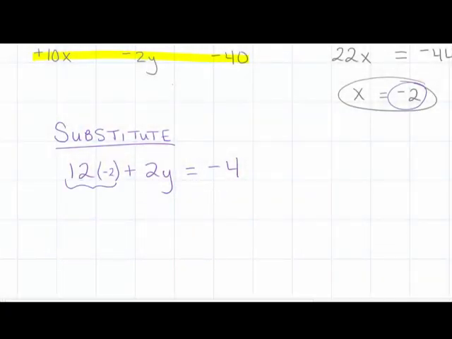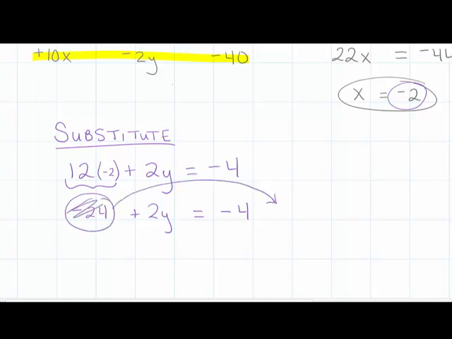When I multiply 12 times negative 2, I get negative 24. So I've got negative 24, I've got 2 y's, and on that side, that expression is equal to a negative 4. Okay, how can I solve this? Well, I'm going to move and ping pong this over the equation. And this is now gone. It's not negative 24 anymore. When it goes to the other side, it's positive 24.